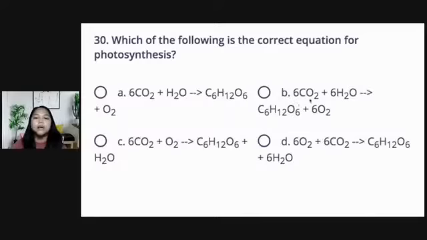Letter B: 6 molecules of carbon dioxide with 6 molecules of water, giving us 1 molecule of glucose plus 6 molecules of oxygen gas. Letter C: 6 molecules of carbon dioxide plus 1 molecule of oxygen gas, giving you 1 molecule of glucose plus 1 molecule of water. Letter D: 6 oxygen gas, 6 carbon dioxide, giving us 1 glucose and 6 water. Okay, which one is the correct choice for number 30?